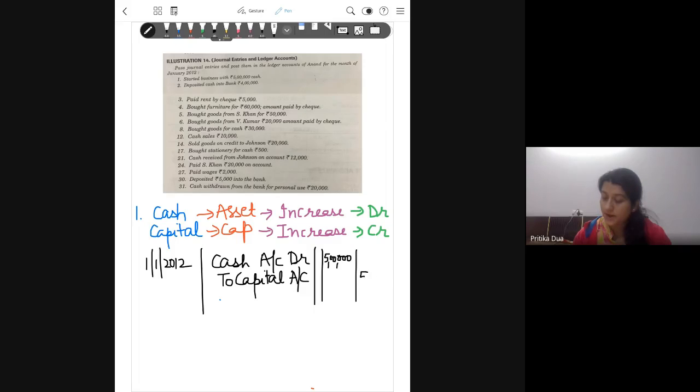So you write 5 lakh like this. This is debit, this was credit. Okay, and then you also write the narration for the entry which I told you. You just need to start with the prefix "being started business with cash". There's no need to write the amount again. Just copy the transaction as it is, being business started with cash.